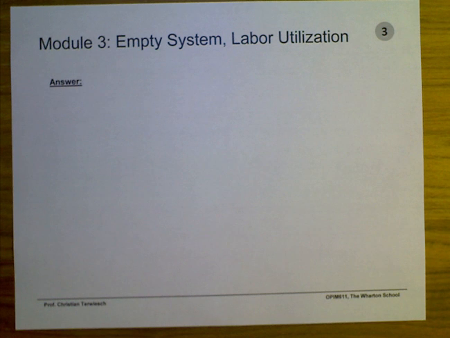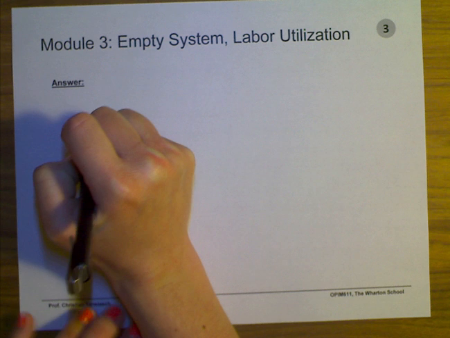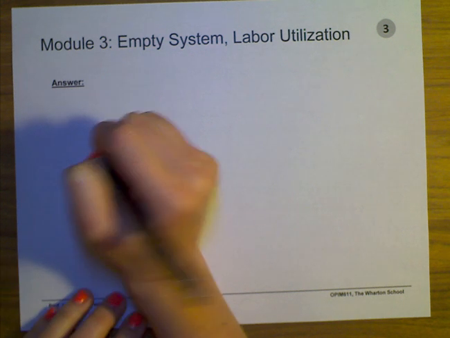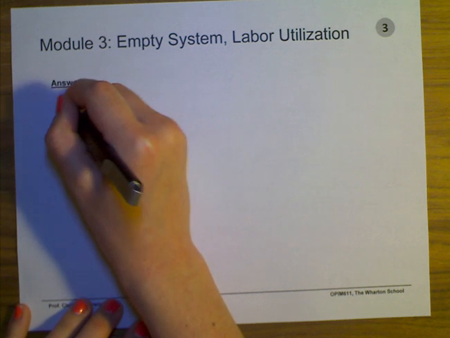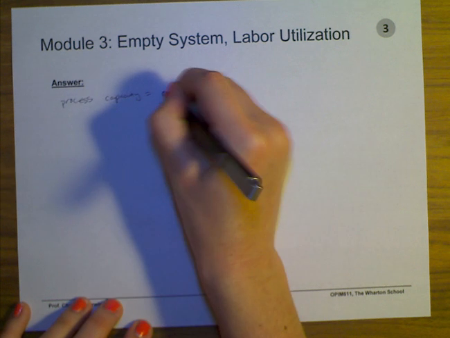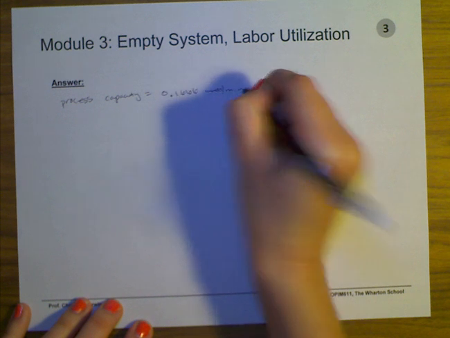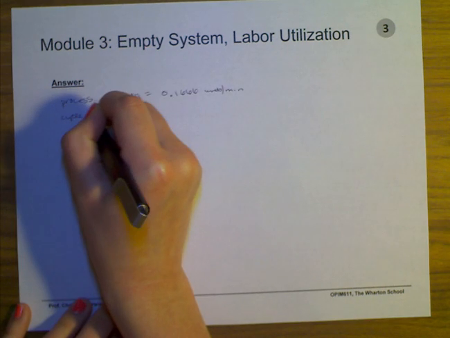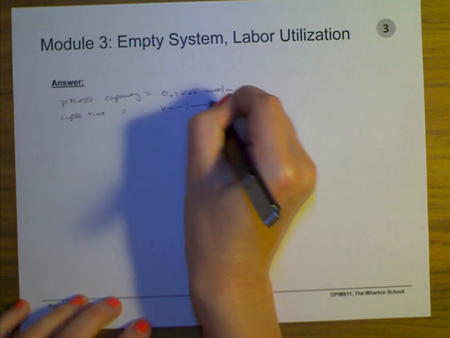You will note that this is a continuation of the Module 1 practice problem. So we have already solved for the process capacity, which is 0.11666 units per minute, as we have unlimited demand here. So let's write that down. And that corresponds to a cycle time, which is the inverse, of 6 minutes per unit.